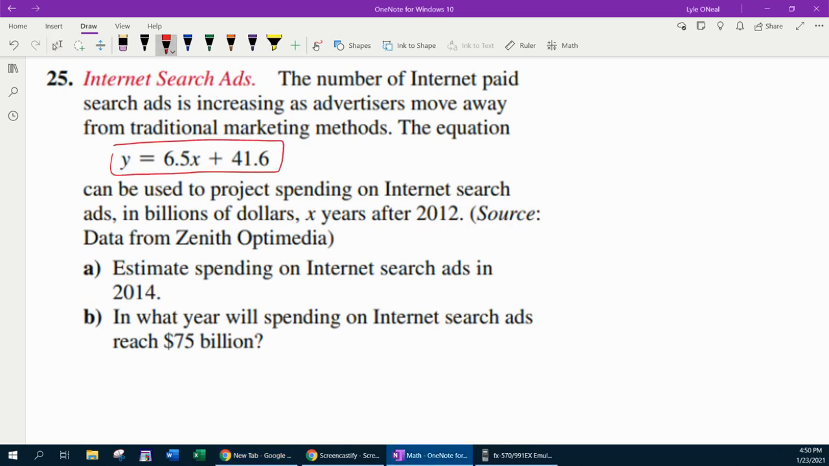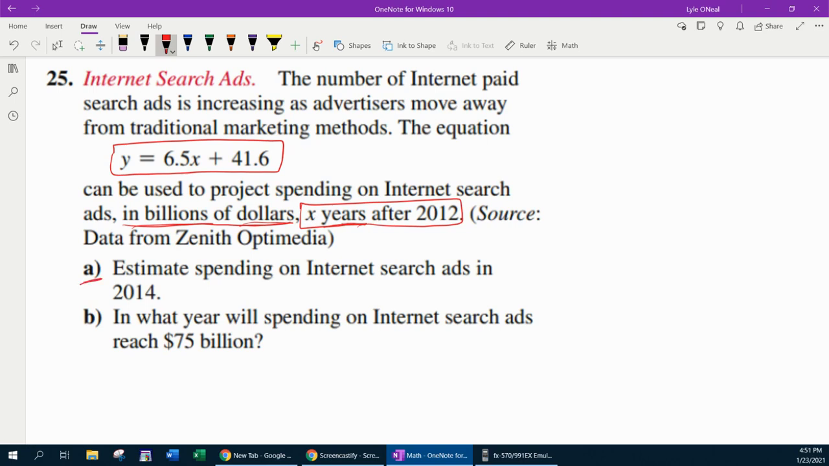This equation can be used to project spending on internet search ads in billions. That's kind of important. This is in billions of dollars, X years after 2012. So X is going to represent years after 2012. If X is years, then Y is going to be dollars in billions. And now that we understand what the variables represent, we can look at answering some of these questions.